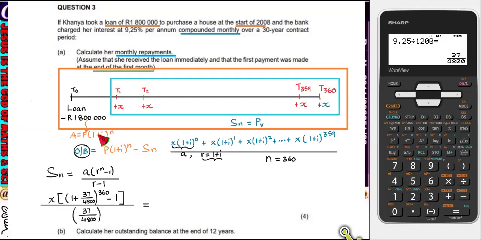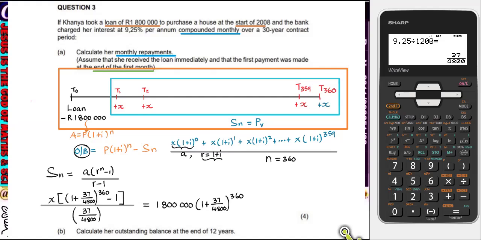Then it must be equal to this orange. Orange is P, meaning 1.8 million. And then open the brackets. You've got 1 plus the I, the same one, 37 all over 4,800. Close the bracket. Remember, it will be from 360 minus 0. That means it's to the power of 360. Aha, that's it.